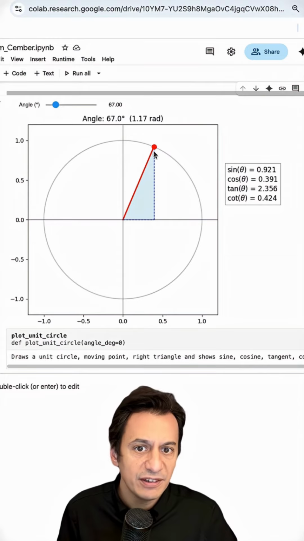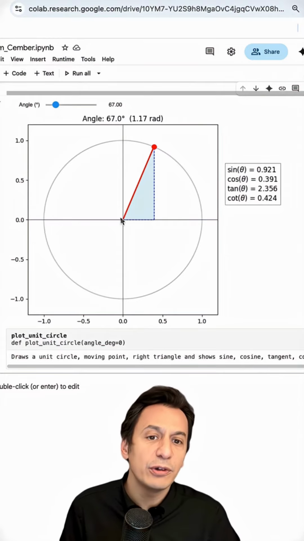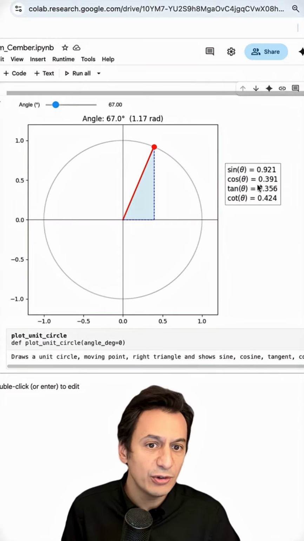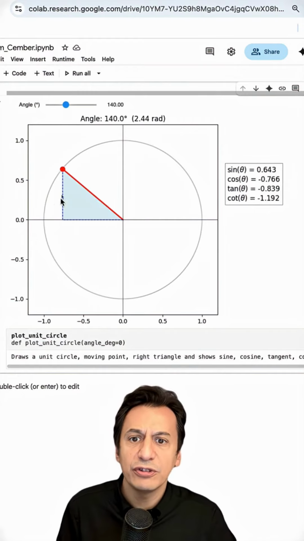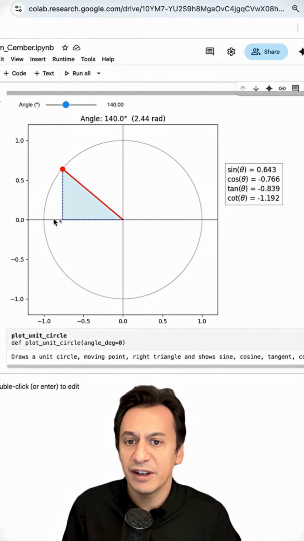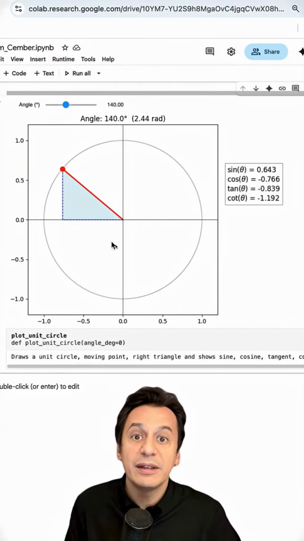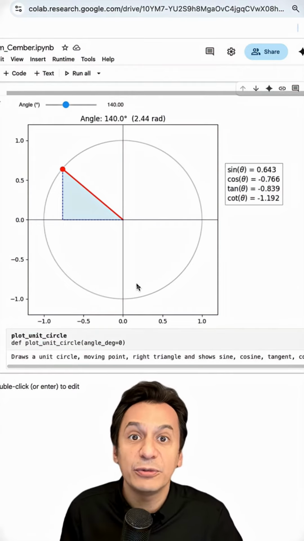Why? Because this side got longer. But at the same time, the horizontal side got shorter. That's why the cosine decreased. If I move this a bit further, you'll see again that the opposite side shows sine x and the adjacent side shows cosine x. And this will give me a huge advantage, but that's for another video.